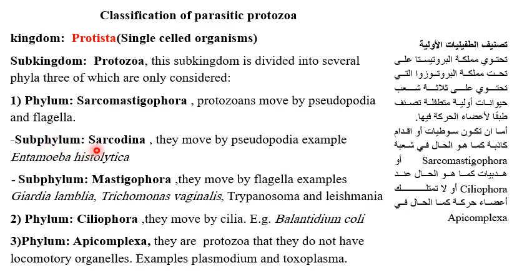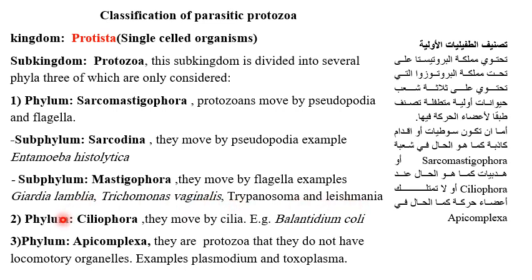Subphylum Sarcodina, they move by pseudopodia, example Entamoeba histolytica. And the second subphylum Mastigophora, which they move by flagella, examples Giardia lamblia, Trichomonas vaginalis, Trypanosoma, and Leishmania.